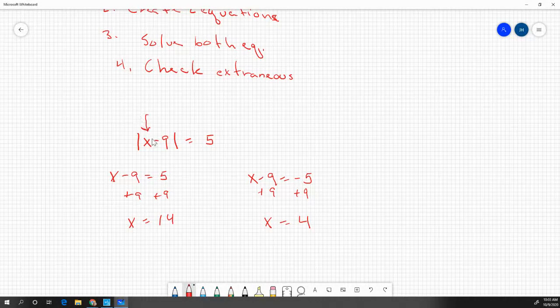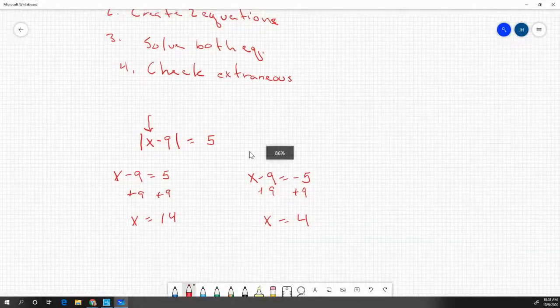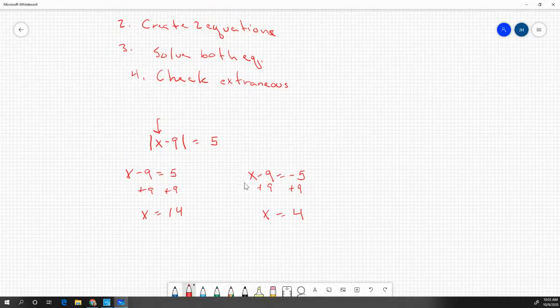If I put in 14 there, I have 14 minus 9, which is 5, and the absolute value of 5 is 5. So these two equal. If I put in 4, 4 minus 9 equals negative 5, but the absolute value of negative 5 is positive 5. So I know it works, and you can just kind of do a run through. Usually when it doesn't work, it'll kind of make itself pretty obvious.